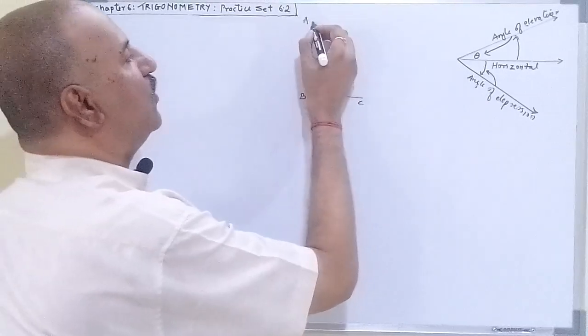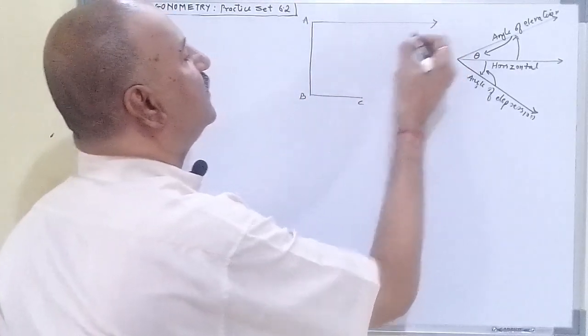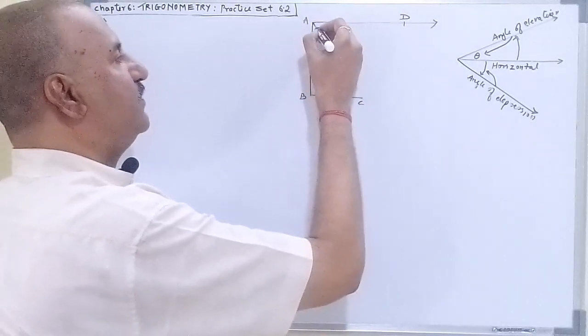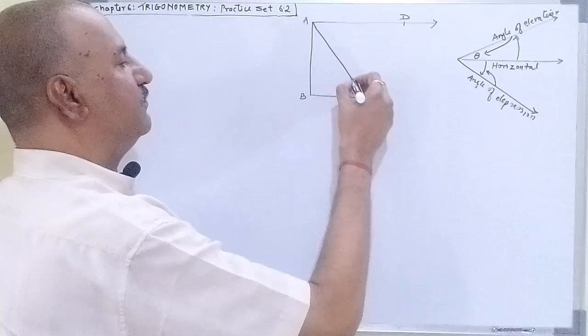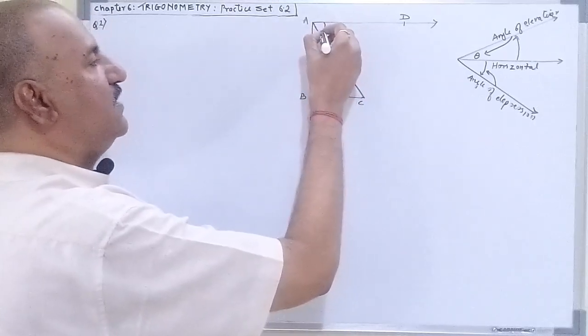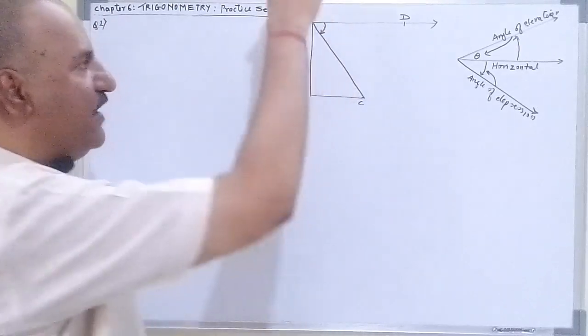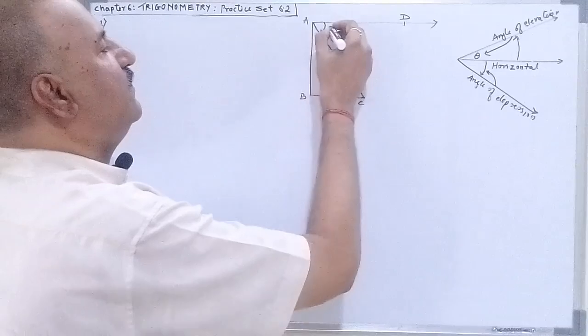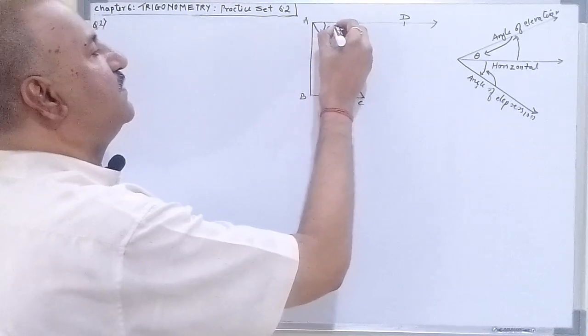And this is the horizontal line. This is the horizontal line. So I look downward. So this is the angle made downward. See, my arrow is downward from the horizontal line. Okay? This is 60 degrees.